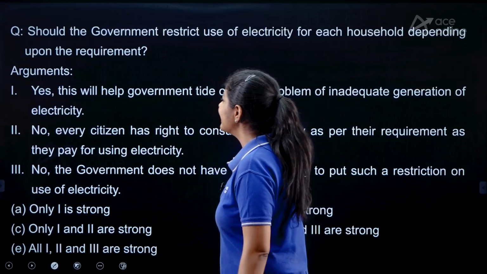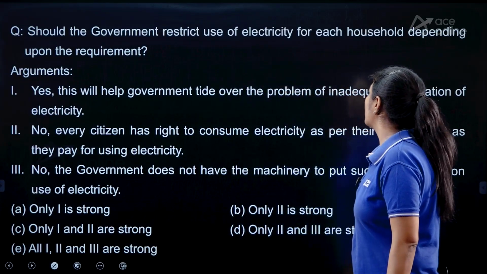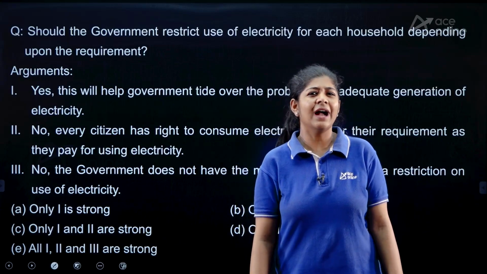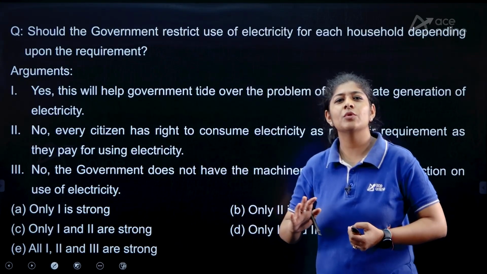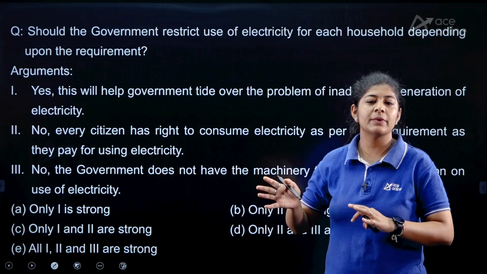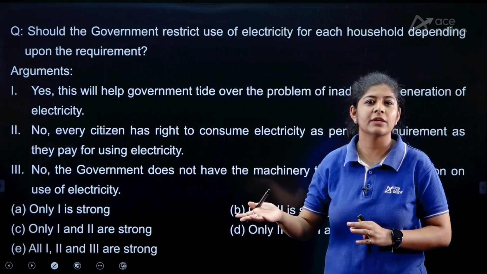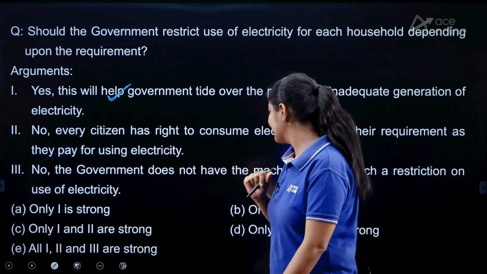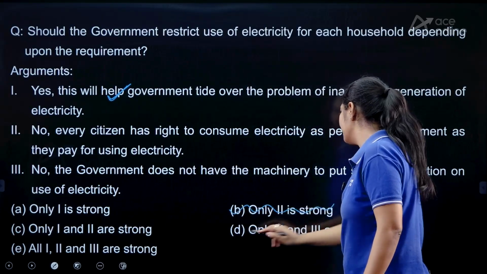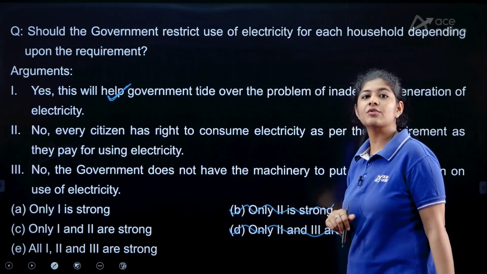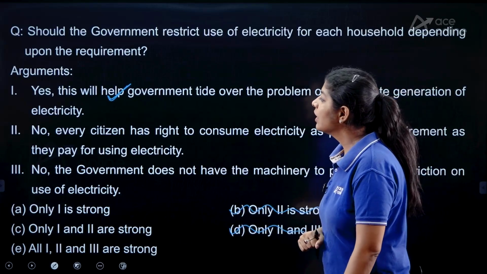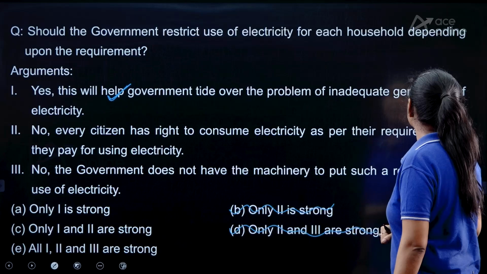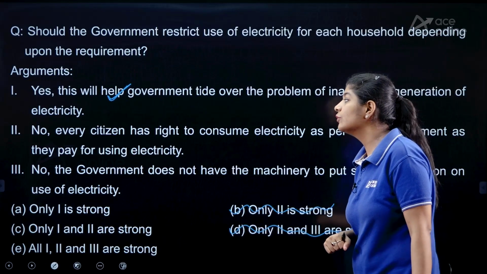The next question is asking, should the government restrict use of electricity for each household depending upon the requirement? We need to select which of the given arguments are strong. First, yes, it will help government tide over the problem of inadequate generation of electricity. Yes, this is a strong point. If this is a strong point, that means we can eliminate options B and D, as the first one is not included. Next. No, every citizen has the right to consume electricity as per their requirement as they pay for using electricity.